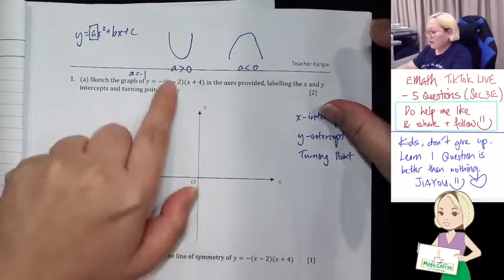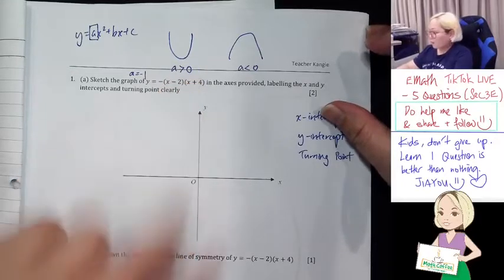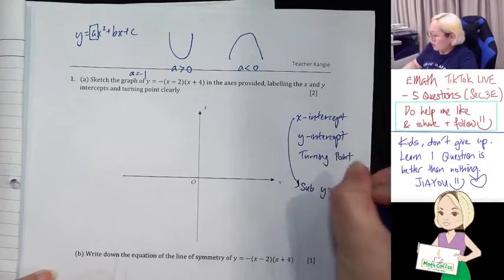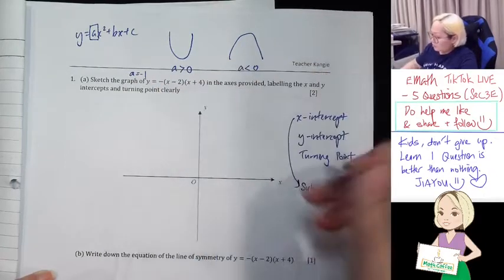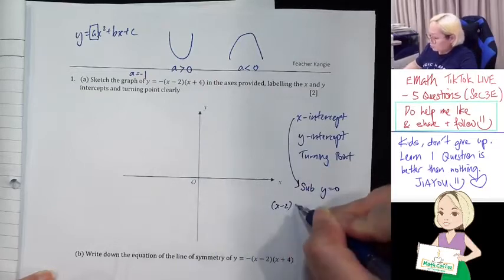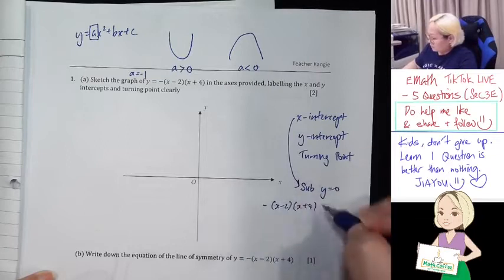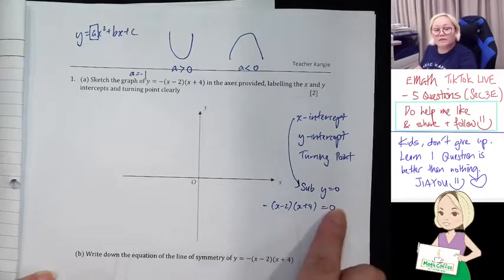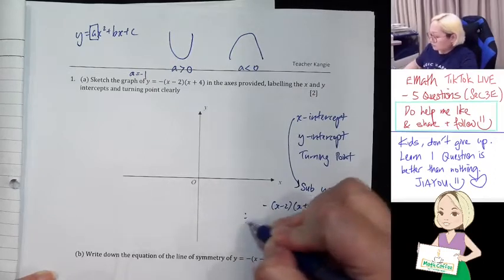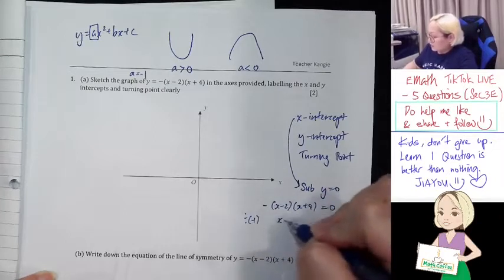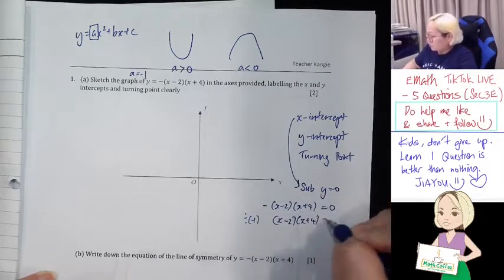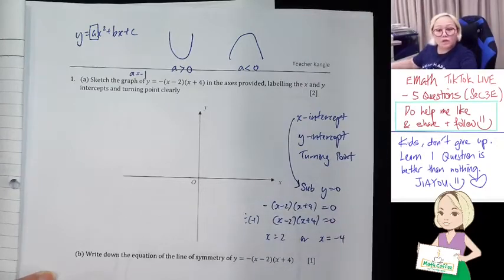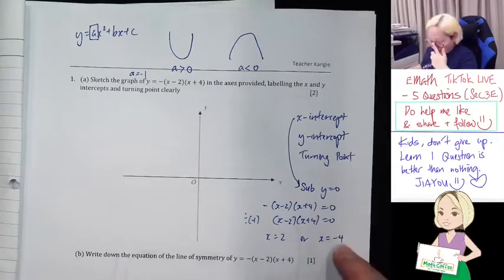So first, let's find the x-intercept. For the x-intercept, sub y equals 0. If I sub y equals 0, I will get x minus 2, x plus 4 equals 0, correct? You can remove the negative because it's an equation. If I divide by negative throughout, it will still be the same. I get x equals 2 or x equals negative 4. So I know that I have minus 4 and 2.